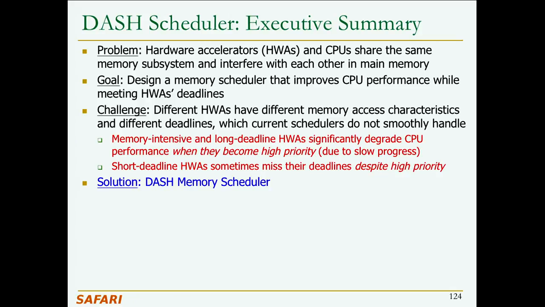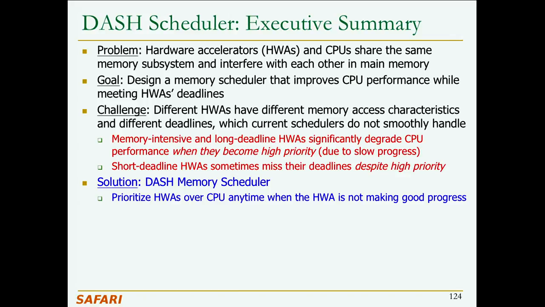So one solution is the scheduler that I'm going to very briefly describe. The idea is to prioritize the hardware accelerators over CPU anytime when the hardware accelerator is not making good progress. So instead of waiting until it starts missing its deadline or some threshold, you try to keep it to a balanced progress. So you want to have a progress level you want to always satisfy. And you want to prioritize them if it's not making good progress early on, such that you don't prioritize them at the last moment when it really, really needs to meet its deadline.